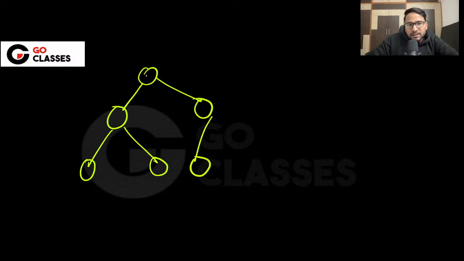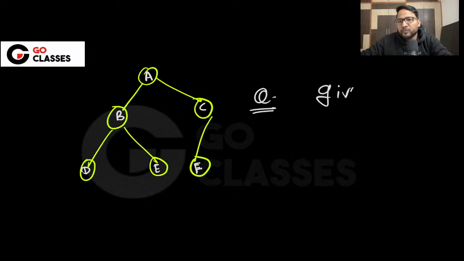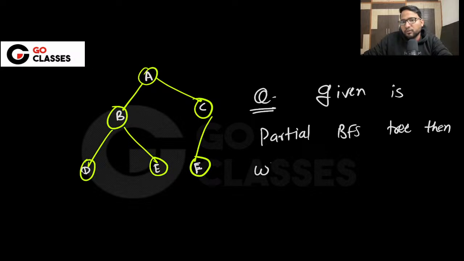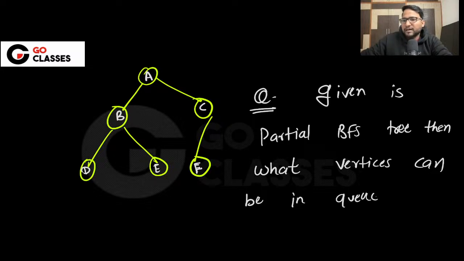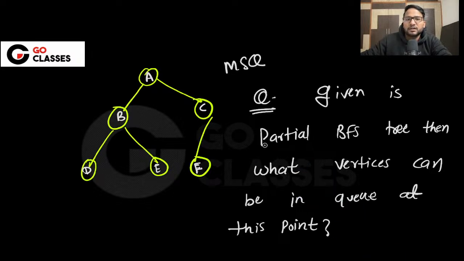Let's suppose the nodes are A, B, C, D, E, F. I hope this is visible. Now let's suppose the question is: given a partial BFS tree, what vertices can be in the queue at this point? Let's suppose this question is an MSQ. So what vertices can be in the queue at this point in time?